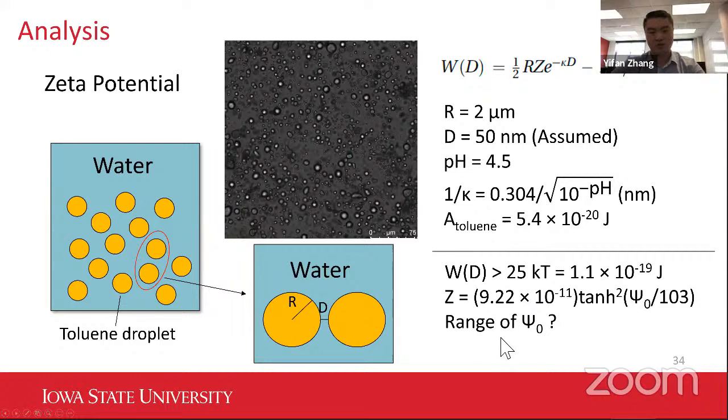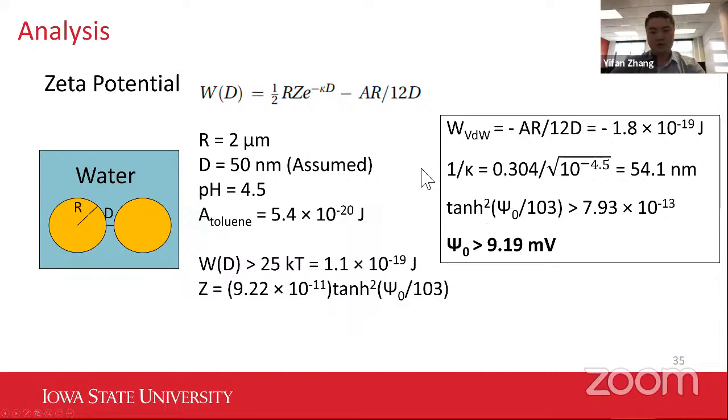We just need to determine how much potential, I mean the psi naught, we need to determine this range to determine how we can stabilize this emulsion system. So this is my final result with some calculated van der Waals interactions. And finally, I got that this zeta potential should be more than about 9 millivolts to maintain a high stability of the whole system.